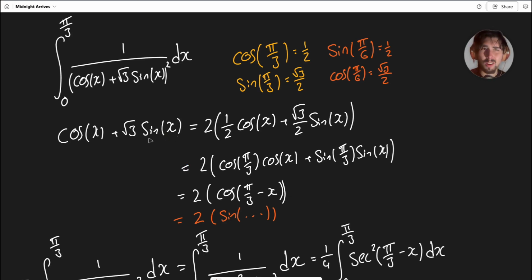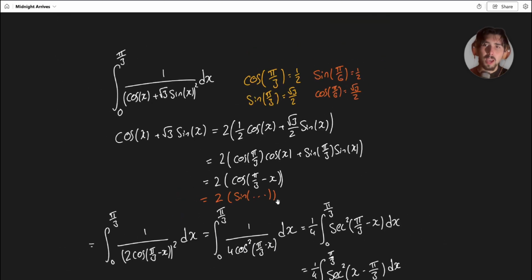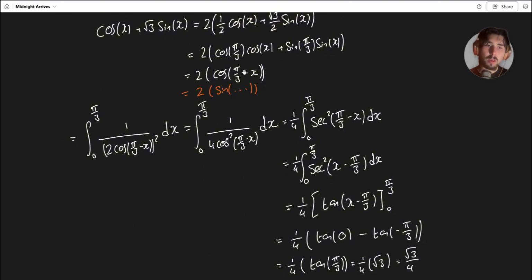And also the slightly unconventional way that I've done the harmonic addition theorem, you can just do it the normal way. But this was like a slightly faster way of doing it if you spot that pattern. Anyways, guys, that integral is equal to the square root of 3 over 4.